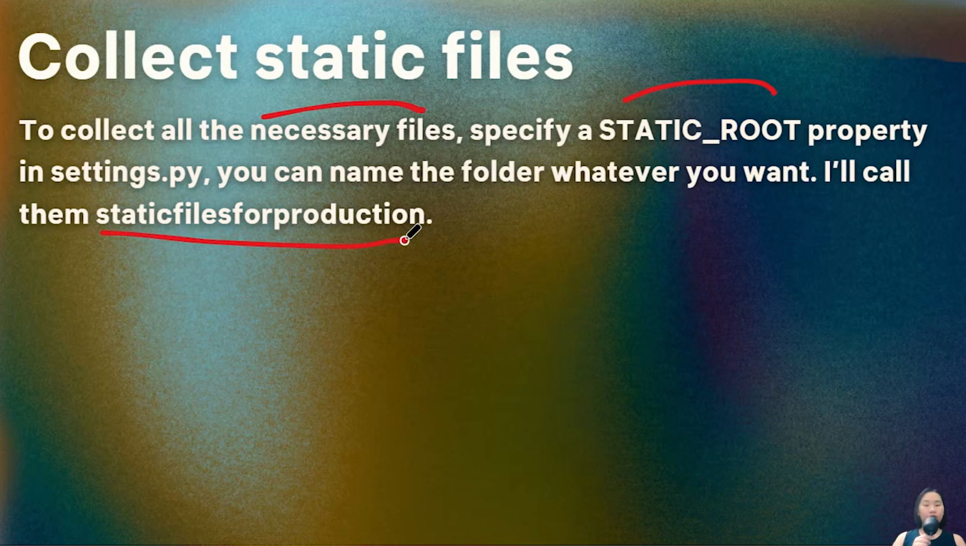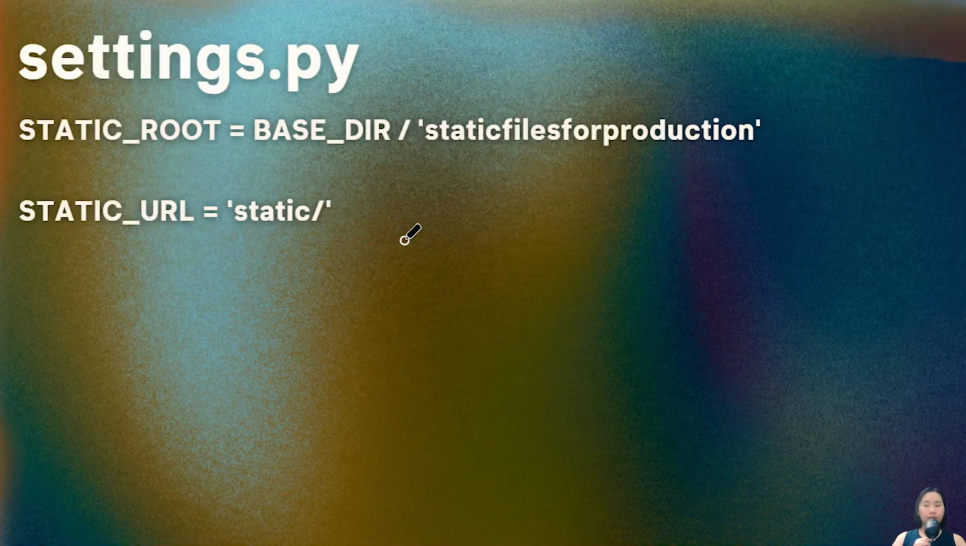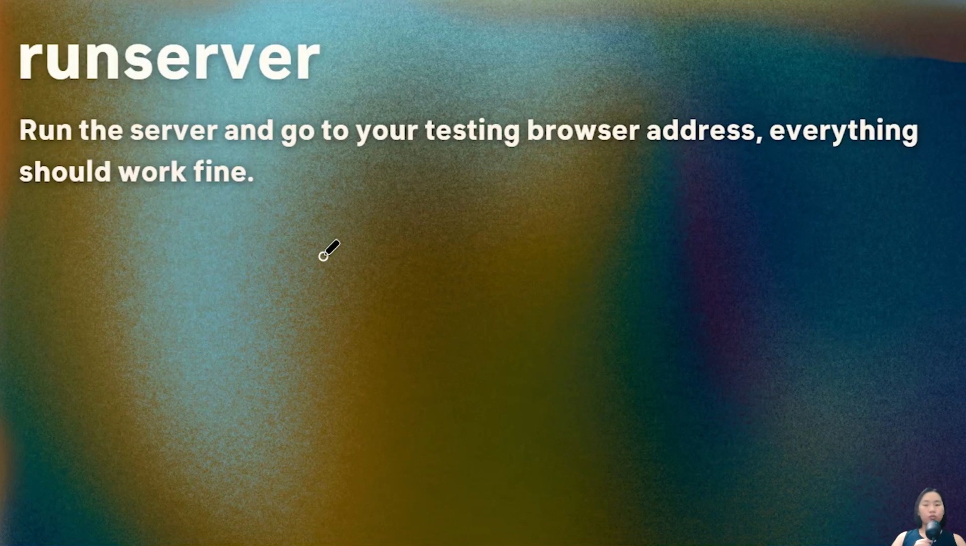Now you can name it whatever you want, I'm just going to go with this name. And in settings.py, we're going to have STATIC_ROOT, BASE_DIR, static files for production, STATIC_URL. Now, when you run the server and go to your testing browser address, you can see that the static files have been applied to template.html and everything works perfectly.